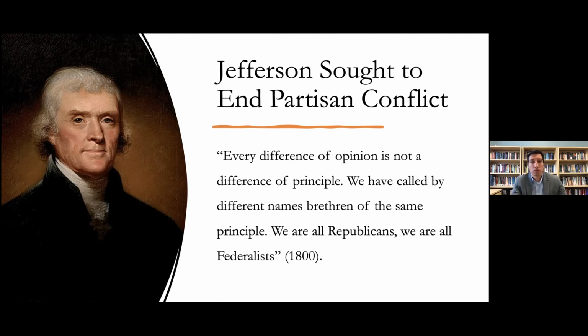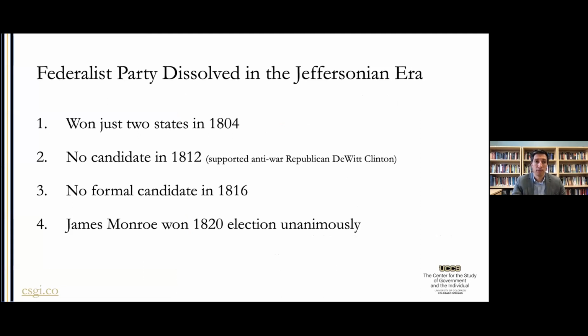But of course, this goes against what we talked about earlier in the presentation. As Washington and Madison said, parties are inevitable. Jefferson was hoping for something that is impossible, at least in the long term. Jefferson got his wish in the short term. It is true that the Federalist Party dissolved during the Jeffersonian era. The Federalist Party won only 2 states in the presidential election of 1804. The Federalist candidate just got a few electoral college votes. They didn't even field a candidate in 1812.